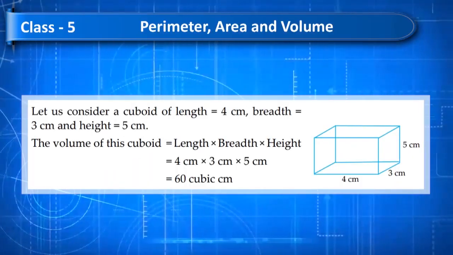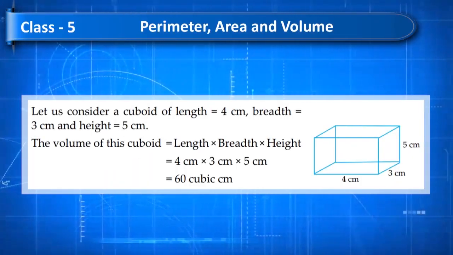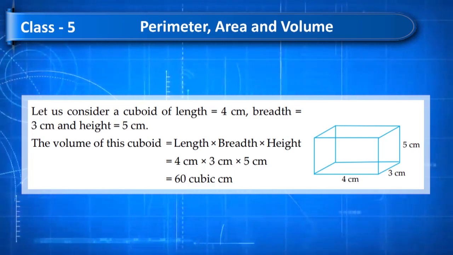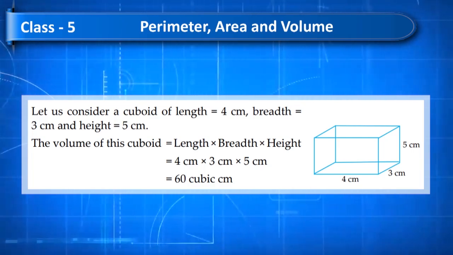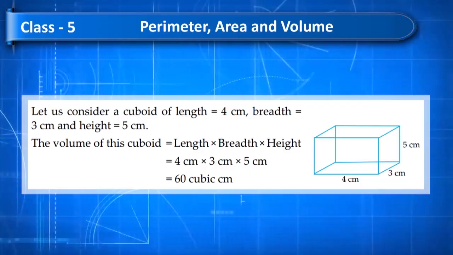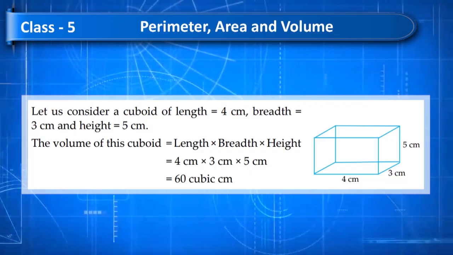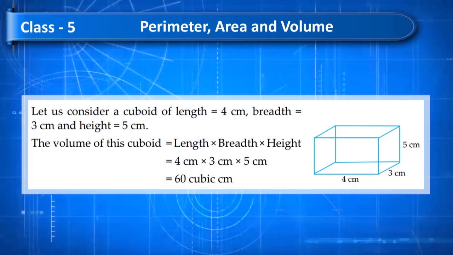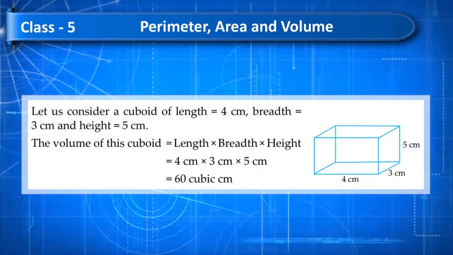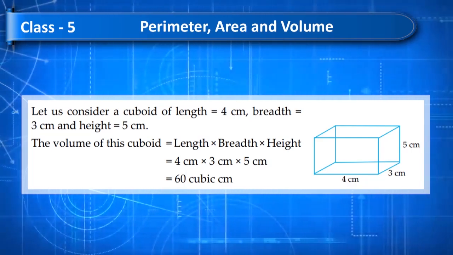Let us consider a cuboid of length 4 cm, breadth 3 cm and height 5 cm. The volume of the cuboid is equal to length multiplied by breadth multiplied by height. So, which is equal to 4 cm into 3 cm into 5 cm equals 60 cubic centimeter.